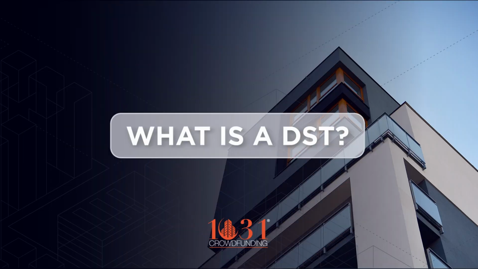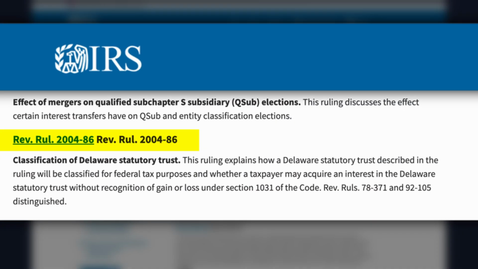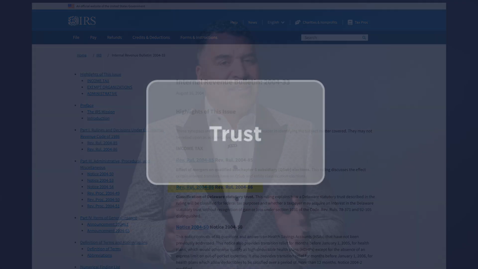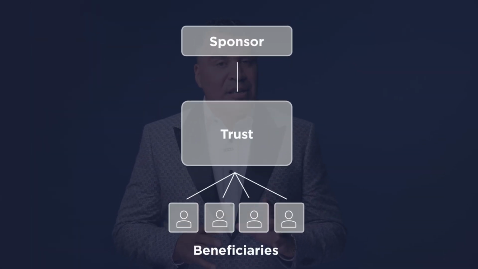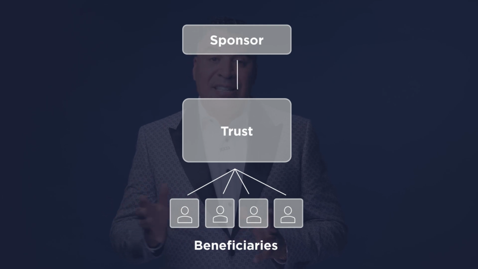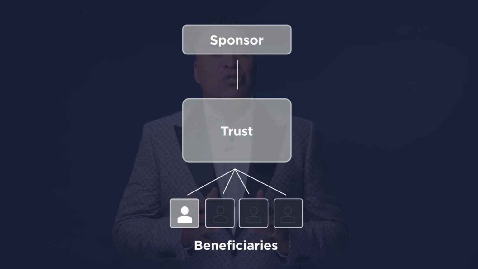What is a DST? Well, a DST has been around since 2004 directly on the IRS website as an option for a 1031 exchange. And to keep it as simple as possible, just think of it as a living or family trust where there's a trustee that's managing a trust for the beneficiaries of the trust. In this case, as an investor, you become a beneficial owner of a trust that's on title of real property.